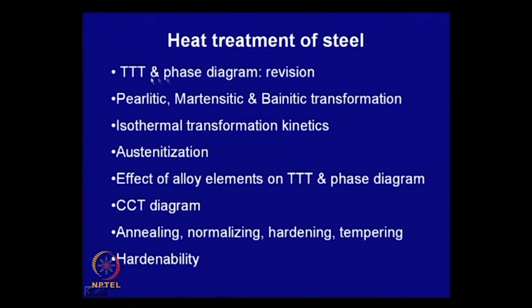We talked about phase diagram, we talked about the time temperature transformation diagram. We will see that in these time temperature diagrams there are 3 distinct regions, and basically you can get 3 distinct types of properties or microstructural features. Say one is pearlite, another is martensite, and in between you get a bainite type of structure. We will look at the isothermal kinetics of that process, and any heat treatment that you do.